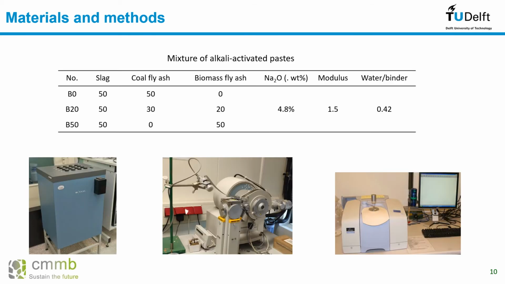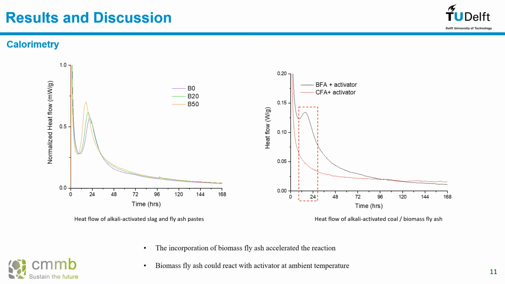And here's the mixture of the alkali-activated paste. We used 50% of slag and 50% of coal fly ash in the reference samples, and we replaced the coal fly ash with the biomass fly ash to some extent to see how it works in alkali-activated materials. So let's look at the calorimetry test results.